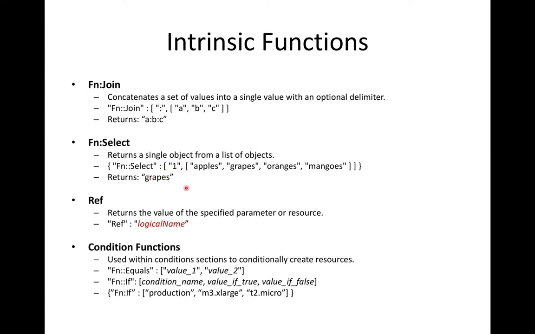Returns grapes. The Ref function, which we've already seen a number of times, allows us to return the value of some parameter or some resource that we specify. Notice that this isn't prefixed by the Fn:: prefix. We just need to use Ref here. It's sort of a shorter way to use this function.